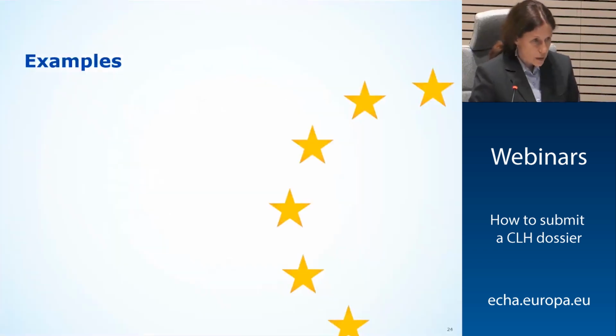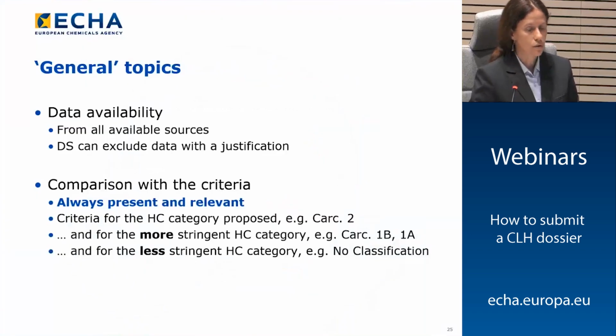So, a few examples from the guide. The general topics, for example, data availability. Data availability is obviously needed for all other classes and will be discussed later on by my colleague in more detail. But what I want to say is, for example, we need information from all available sources, and the dossier submitter can decide to exclude data, but providing a justification. If you don't provide a justification, we will come back to you and ask why that data is not included.